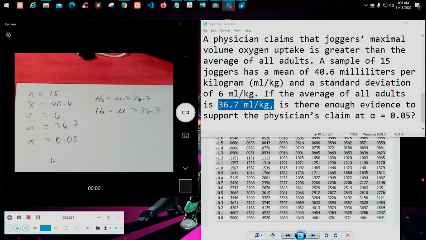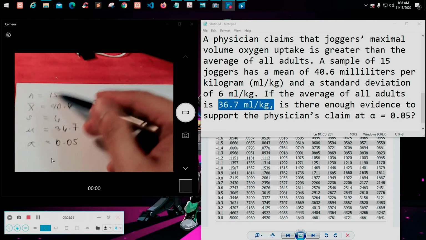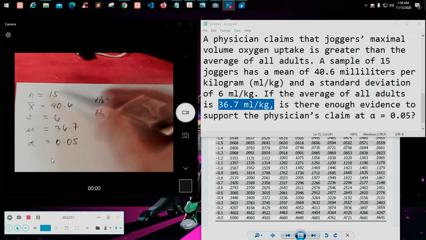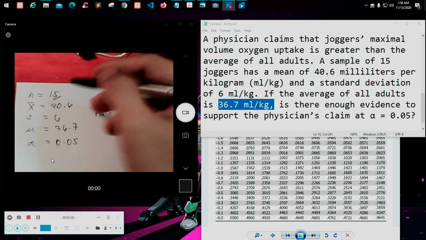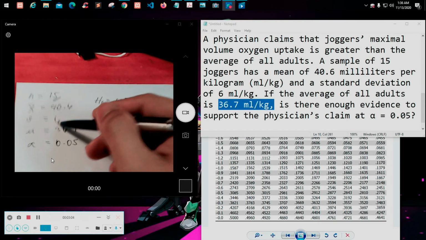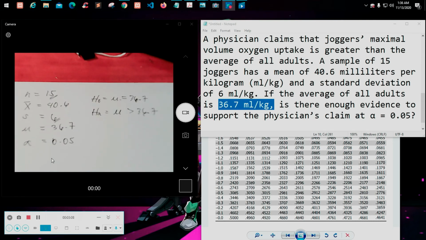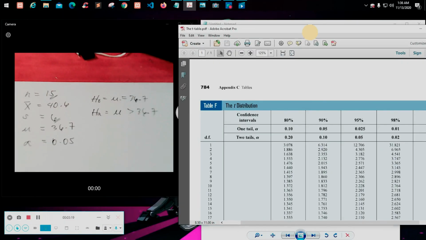So since this is a right-tailed test, let's go to the table and observe the values. So we are given the sample size, which is 15, and we don't have the population standard deviation. Ang given lang is the sample standard deviation. So with these two, we can say that t-test is more applicable to use. So let's go to the t-table.